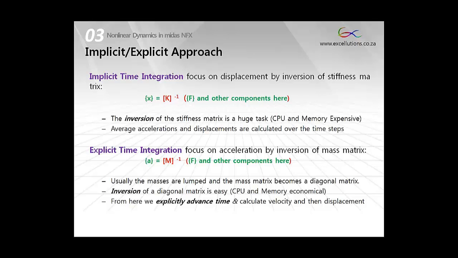On the explicit time integration side, we are really interested in solving for the accelerations, which means that the mass matrix needs to be inverted. Now usually the masses are lumped in the mass matrix. So this becomes a diagonal matrix, and the inversion of a diagonal matrix is really easy, it's quick, and the load on the CPU and memory is very low. From there onwards we will explicitly advance the time increment, and we will calculate the velocity and then the displacement.